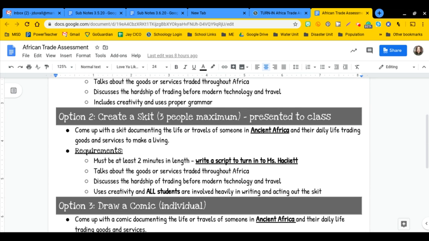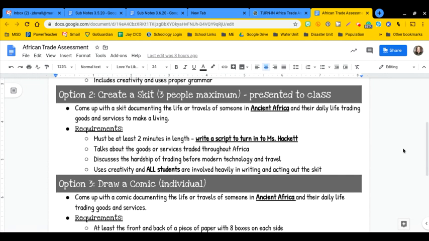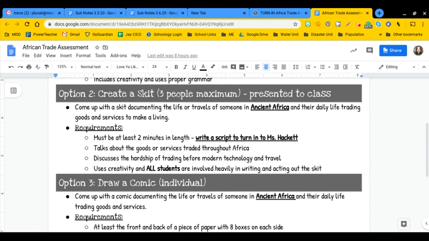So here is the next option. Option 2 says create a skit, again, 3 people maximum, and this will be presented to the class. The other 3 options are not required to be presented to the class, so I'm not going to have you do that. This one, though, is required to be presented, so just keep that in mind.